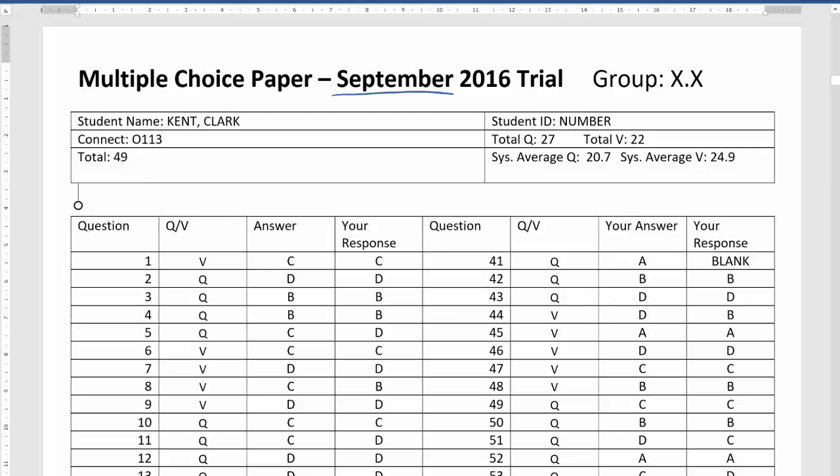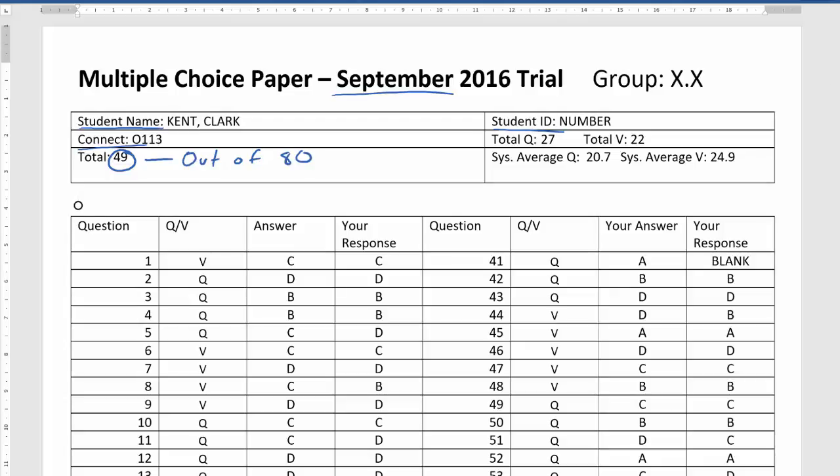You're going to be sitting 2 more trials in year 12, and each time you're going to be receiving a piece of paper back with information on it on how you went that looks just like this. So let me show you how to interpret it. The top line here shows your student name and student ID. The second line shows your Connect class, and under your Connect class there is a total. And that total is out of 80.